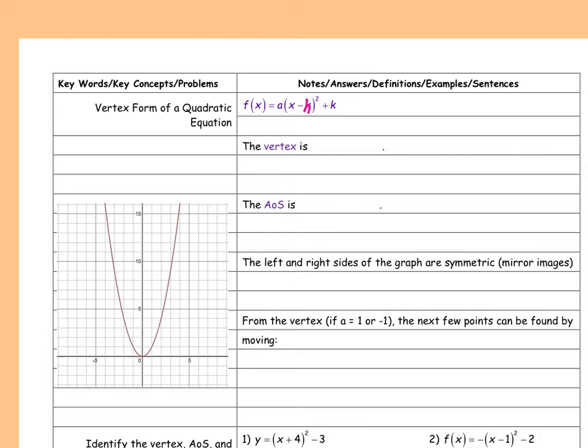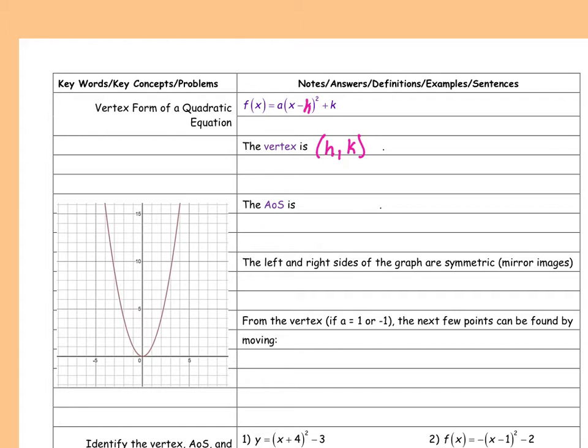That's the correct form. And each one of those letters means something except for x. X is just x. It just stays there. So a tells me which way it opens. It also tells me something else, but we're not going to go there right now. We're just going to do a equals 1. All the parabolas we're going to work with have a equals 1 or negative 1. We'll talk about that when we get down here a little bit further. And h and k is my vertex. My vertex is (h, k). So if I have an equation, I can find the vertex.